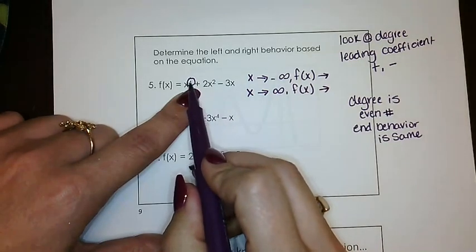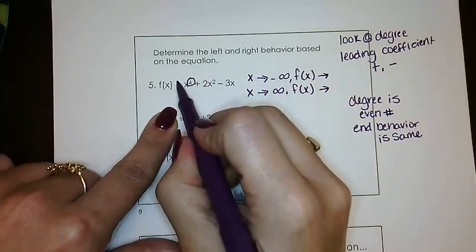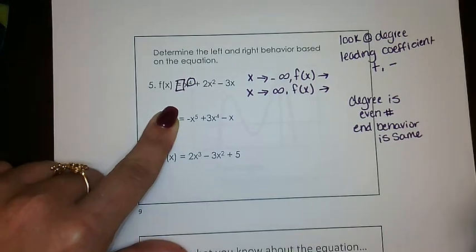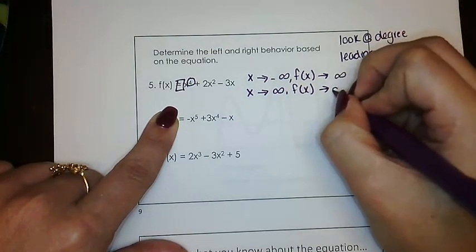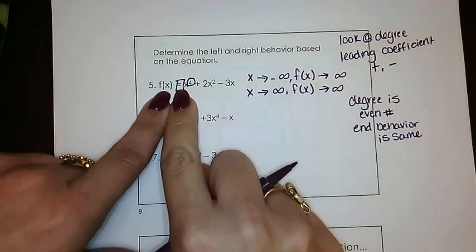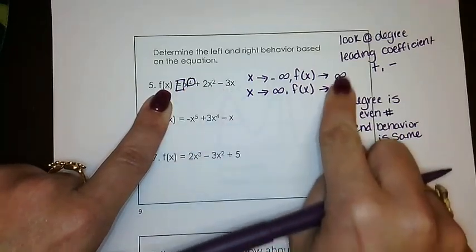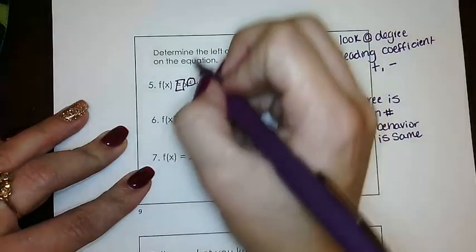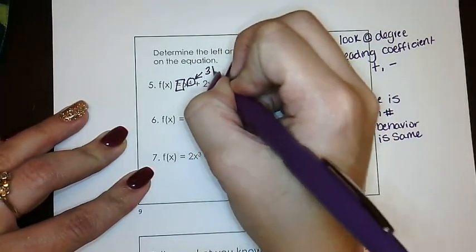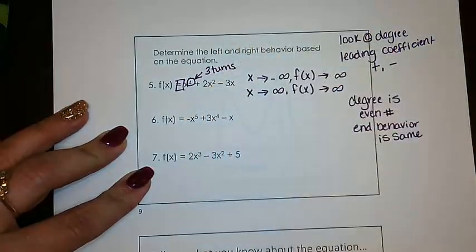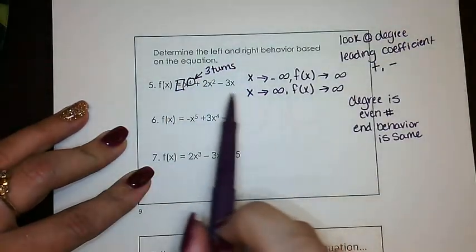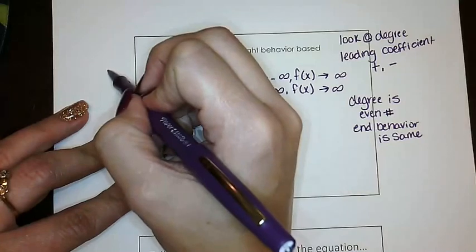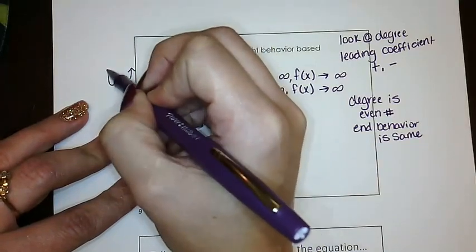Our degree is even, so the end behaviors will be the same. And since our leading coefficient is positive, they are both going to be positive. If there was a negative in front of the x to the 4th, these both would be negative. So this function roughly is going to have 3 turning points. I'm going to show what this looks like in a minute. I'm going to have 3 turning points, and they both are going to start at positive. So your function is going to look something like this.